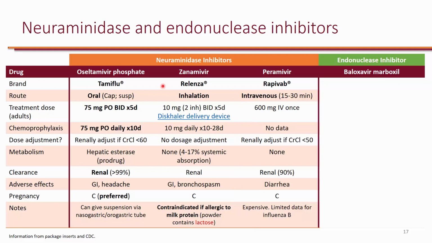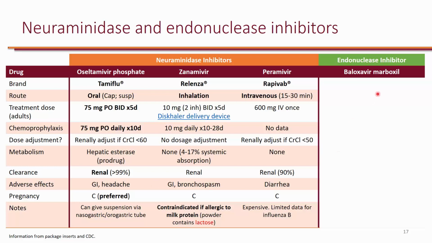The last drug in this class is peramivir, which is actually an intravenous formulation, which you can just give once. Now, the most common adverse effect with all of this is basic gastrointestinal, such as diarrhea, nausea, and vomiting. Oseltamivir can also cause headache, and of course, zanamivir is inhalation, so it can cause bronchospasm.